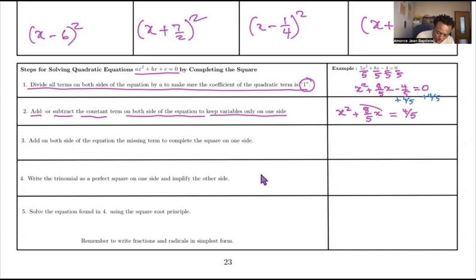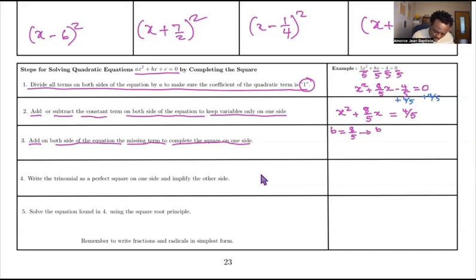Now that we have the two terms here, we will complete the square by looking for the constant term, which you know is b divided by 2 squared, with b being the coefficient of the linear term. So let's see what they say. They say here, add on both sides of the equation the missing term to complete the square. So b equals 8 over 5.